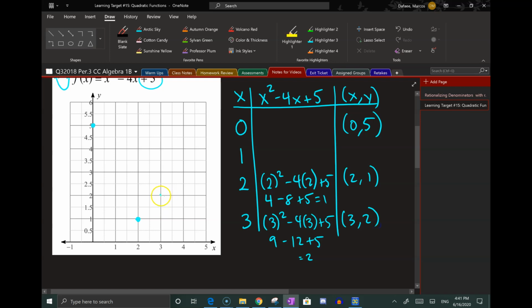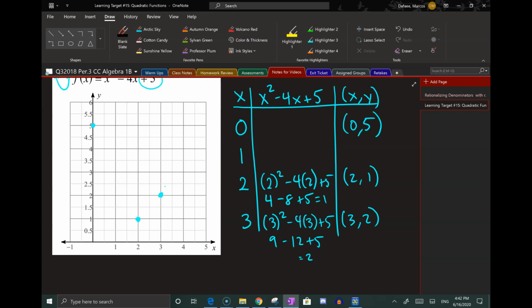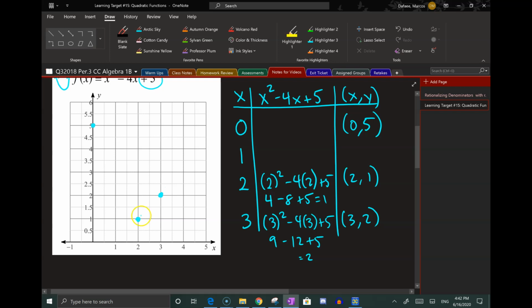So 3 comma 2 puts me right over here. Okay, so now I can definitely see this is not going to be a line. This is going to be something other than that, because I have 3 points that are non-collinear, or they're not in line together. And so what I want to do is now look back at this point, because the number to the right of 2 gave me a point that's higher than this, right? So if that's 2 comma 1 and I went 1 number to the right and I got a point that's higher than the one before it, then there's a pretty good chance this is the vertex, or the lowest point of my parabola. So I'm going to go ahead and try 1 this time.